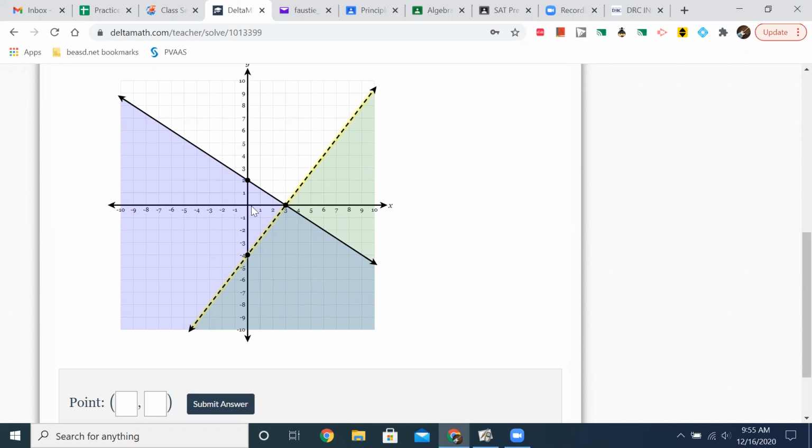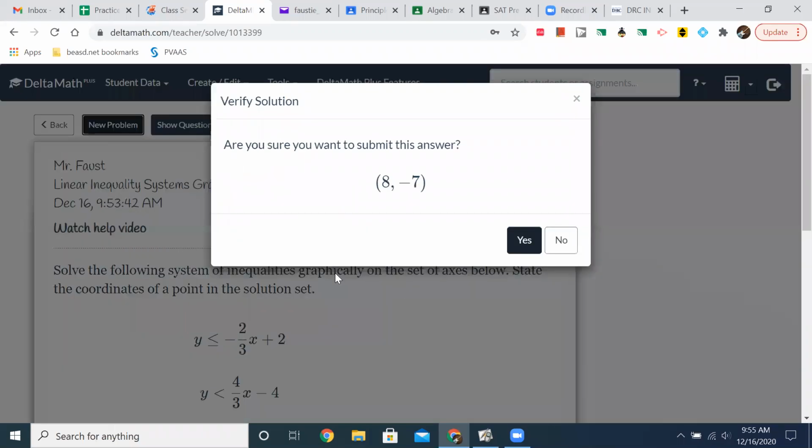So I might pick a point like, well, let's pick a weird one just to prove a point. I could pick a point like 8, -7, right? 8, -7 would be here. That's in the double shaded region. So 8, -7 is going to work as a solution.